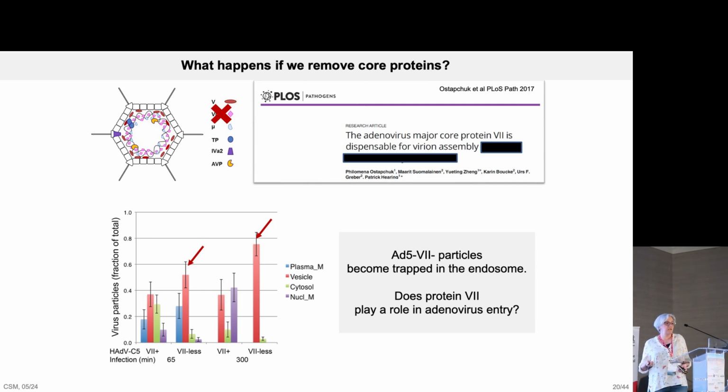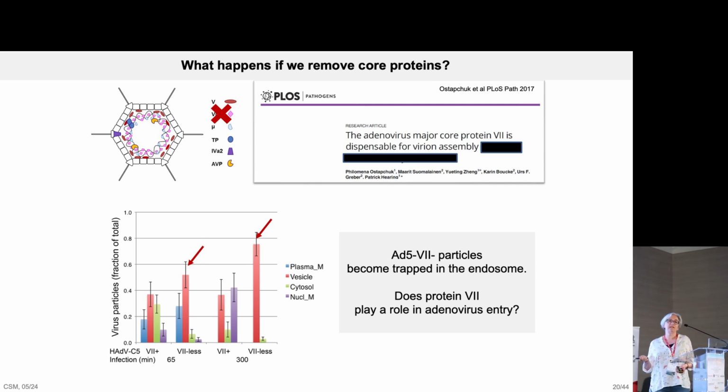But still, it's not needed to package the genome. But what is it needed for? So now I can just remove this censorship here, so to allow you to see the second part of the title. And the second part is, okay, yeah, they can package the DNA, but they are not infectious. So what is 7 doing here?